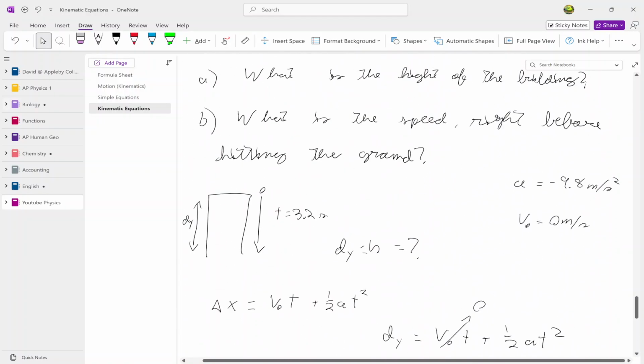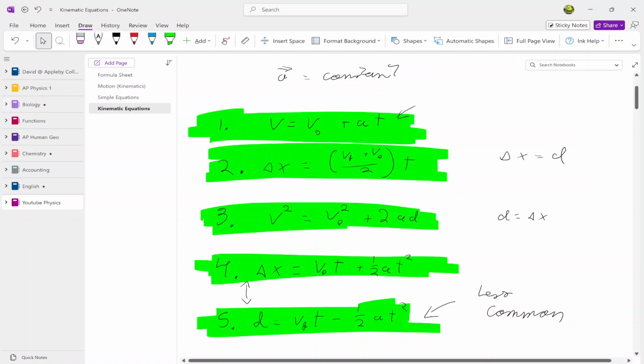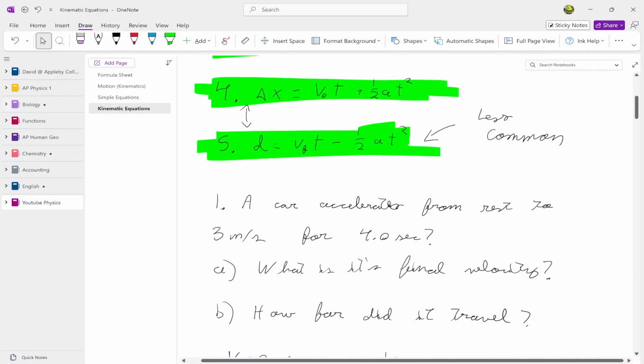Now, I think that was good enough practice, right? Just remember: read the question, identify variables, and try to figure out which ones you can use.